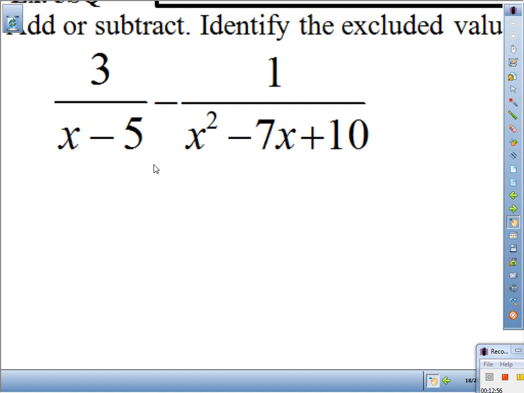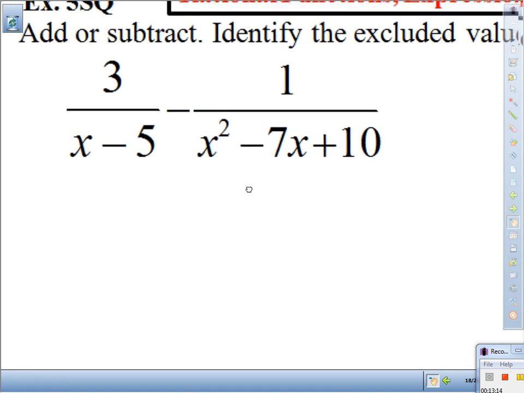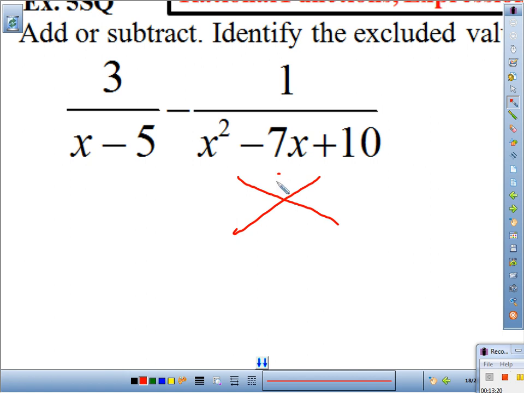Larissa? No. So we leave that one alone. How about this one, everyone? Yes. You got 10, negative 7. All right. Factors of 10 that equal to negative 7.